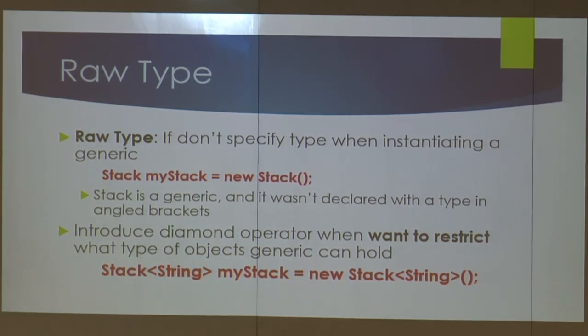And so if we want to make it less generic and we don't want it to be that raw type, we want to have the diamond operator, those angled brackets, then include the type. So if we want to have a stack specifically for strings, we should say that. We should have string in the diamond operator after that keyword stack.